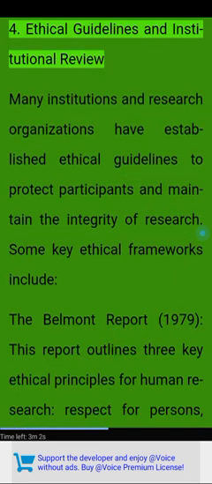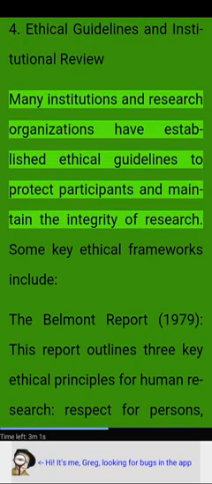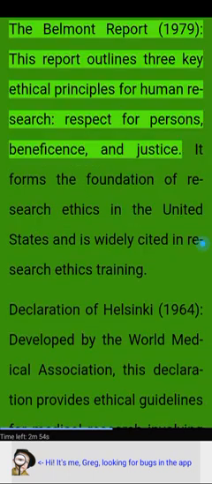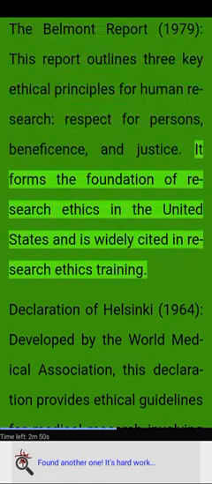4. Ethical guidelines and institutional review. Many institutions and research organizations have established ethical guidelines to protect participants and maintain the integrity of research. Some key ethical frameworks include the Belmont Report, 1979. This report outlines 3 key ethical principles for human research: respect for persons, beneficence, and justice. It forms the foundation of research ethics in the United States and is widely cited in research ethics training.